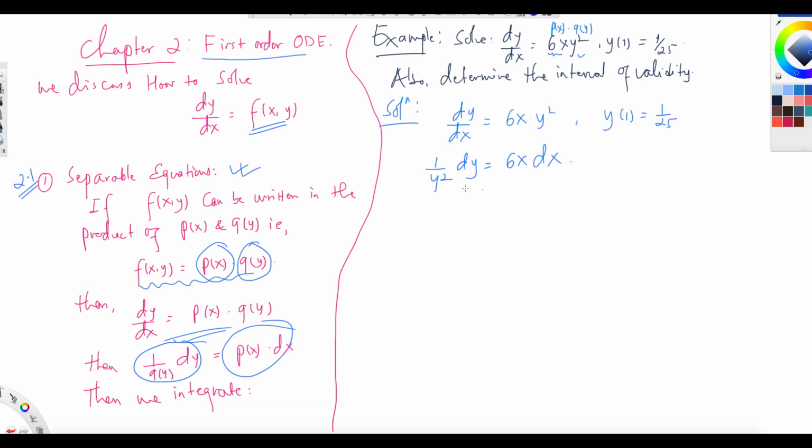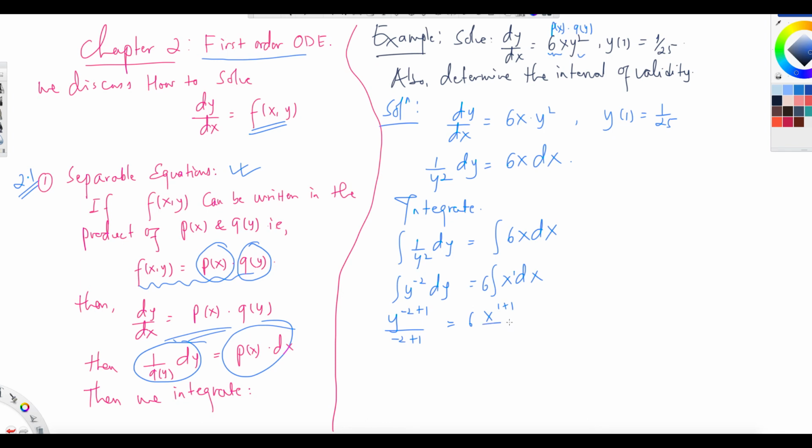Now what I want to do is integrate. If I integrate, what I get is the integral of 1 over y squared dy equals the integral of 6x dx, right? So how do I integrate this one? I can write this as y to the negative 2 dy, and that equals the integral of, you can pull that 6 out, and then x dx. Do you remember the power rule of integration? It will be y to the negative 2 plus 1 over negative 2 plus 1, equals 6x to the 1 plus 1 over 1 plus 1.